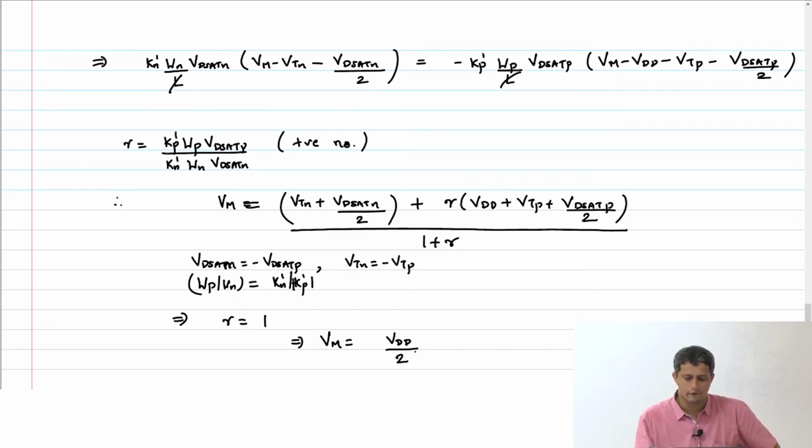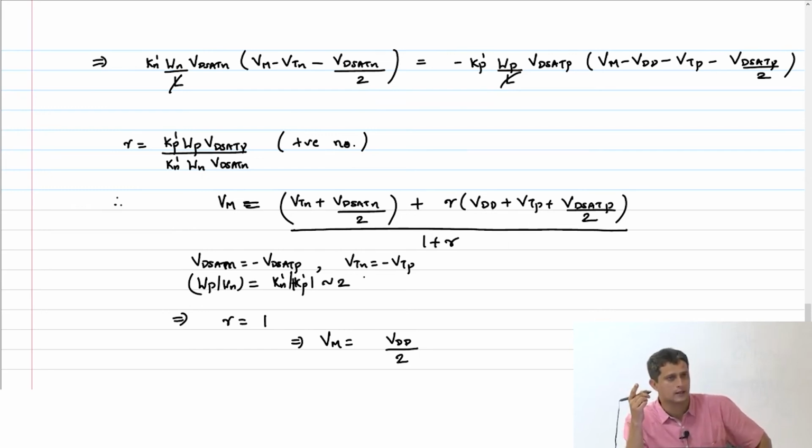Of course, Kn prime by Kp prime is usually approximately 2. Okay, mu n Cox. If you take that ratio, this is approximately 2. So if Wp by Wn is 2, then Vm would land up at Vdd by 2 approximately. But even otherwise, this would be somewhere around that Vdd mark.